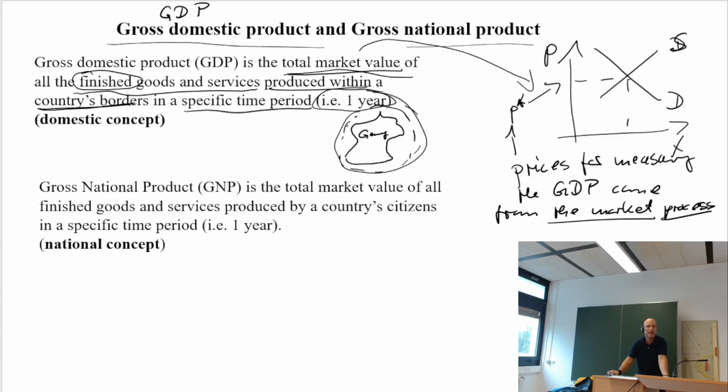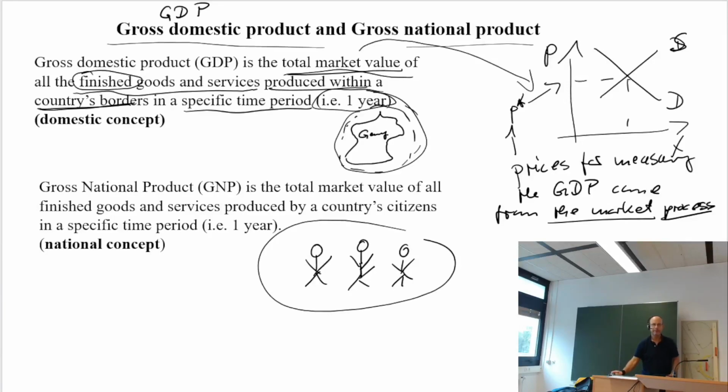I can also say, what is the amount of goods and services all German, all Swiss, all Italian people have produced in the last year? So both concepts are reasonable.